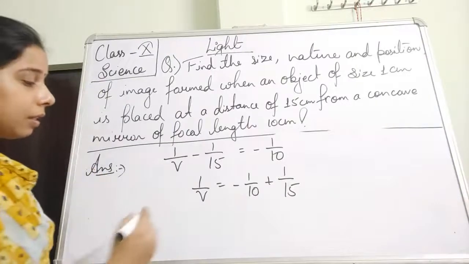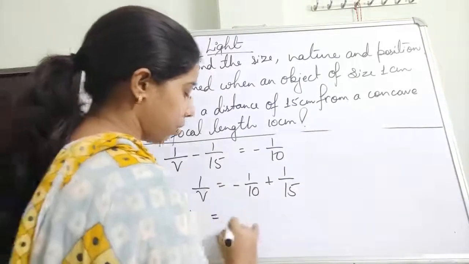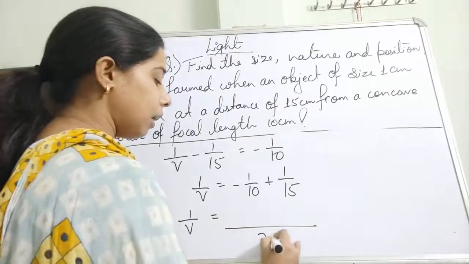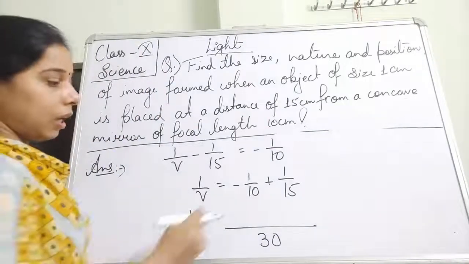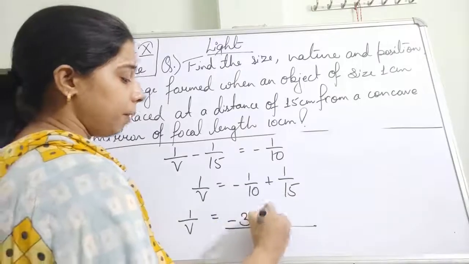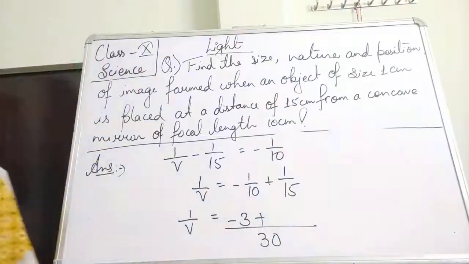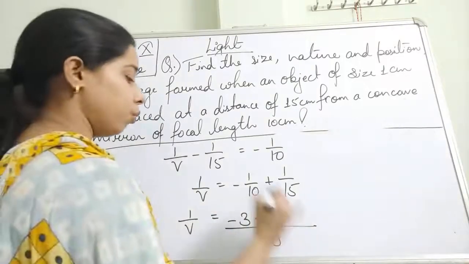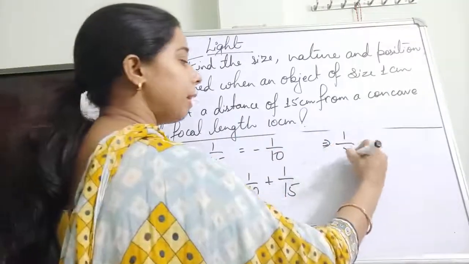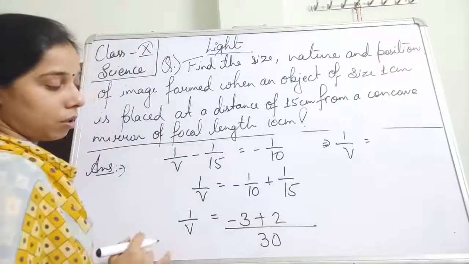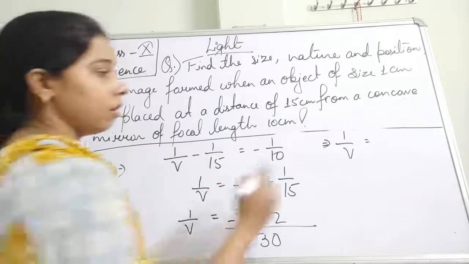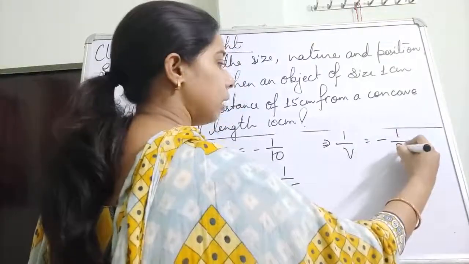Now we can also write it as 1 by v is equal to, we will take the LCM of that, students. So the LCM of this will be equal to 30. Okay. Now this minus 10, when it is divided by 30, it will become 3. So minus 3 plus, this will be equal to 2. So it will become plus 2. Okay. Now I am solving it here. So now it will become 1 by v is equal to minus 3 plus 2, students, that will be equal to minus 1. So minus 1 upon 30.